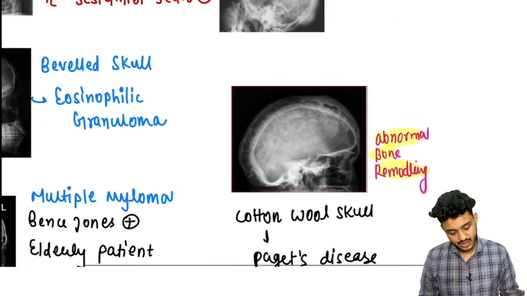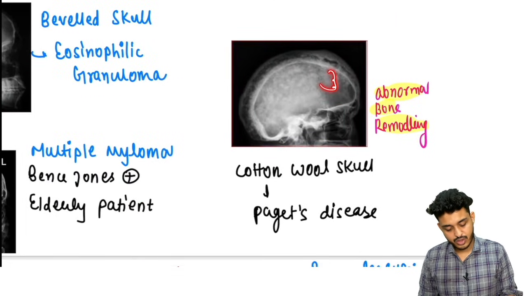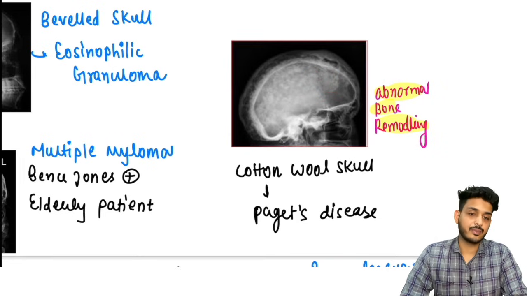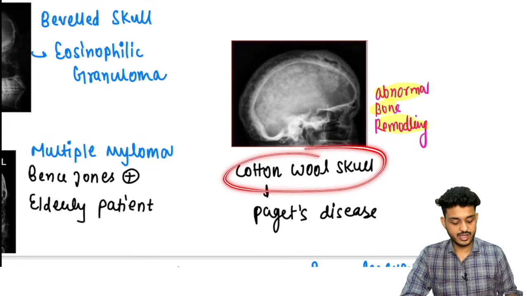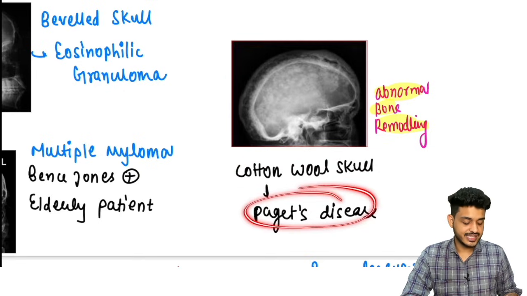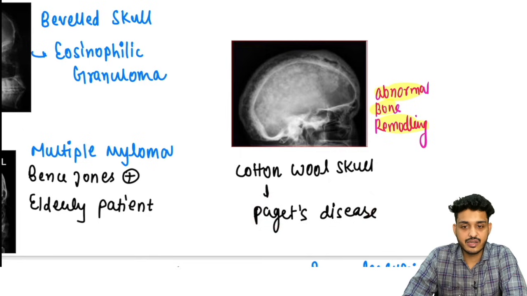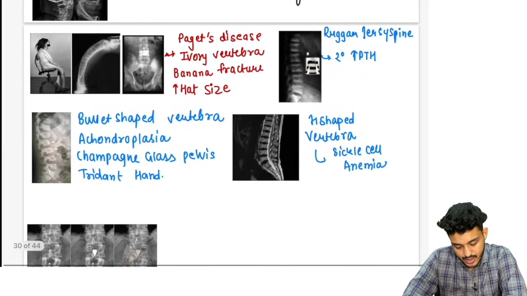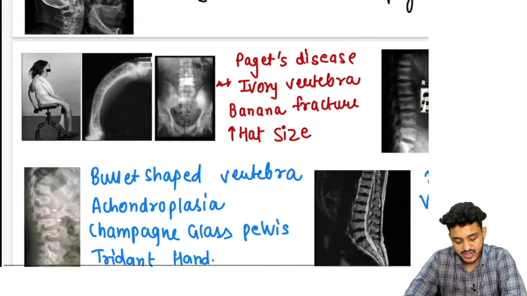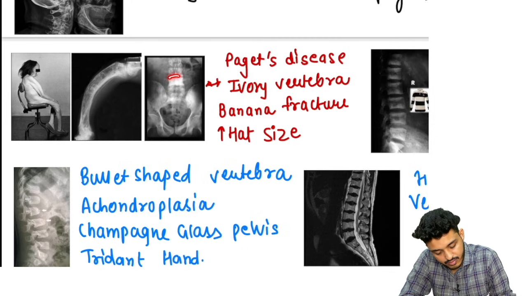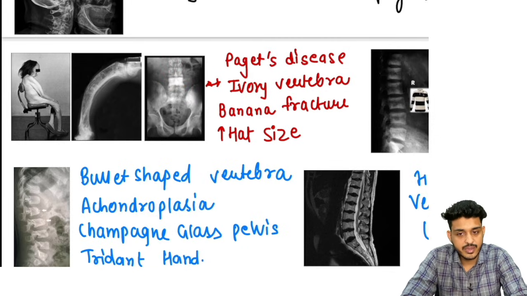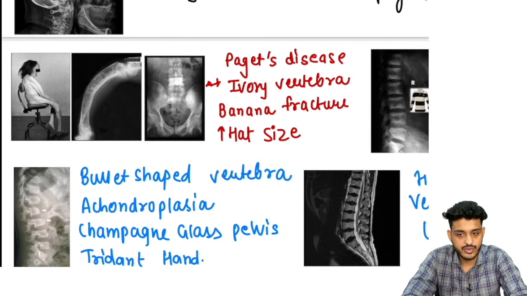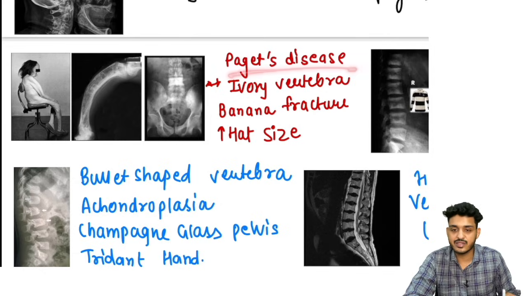Then you have got this cotton wool skull. This is going to have this cotton wool like appearance due to abnormal bone remodeling. This is known as cotton wool skull, seen in which disease? Paget disease. What else can happen in Paget disease? You will be having this type of vertebra. This is known as ivory vertebra, this type of white vertebra that you can appreciate, seen in the cases of Paget disease.